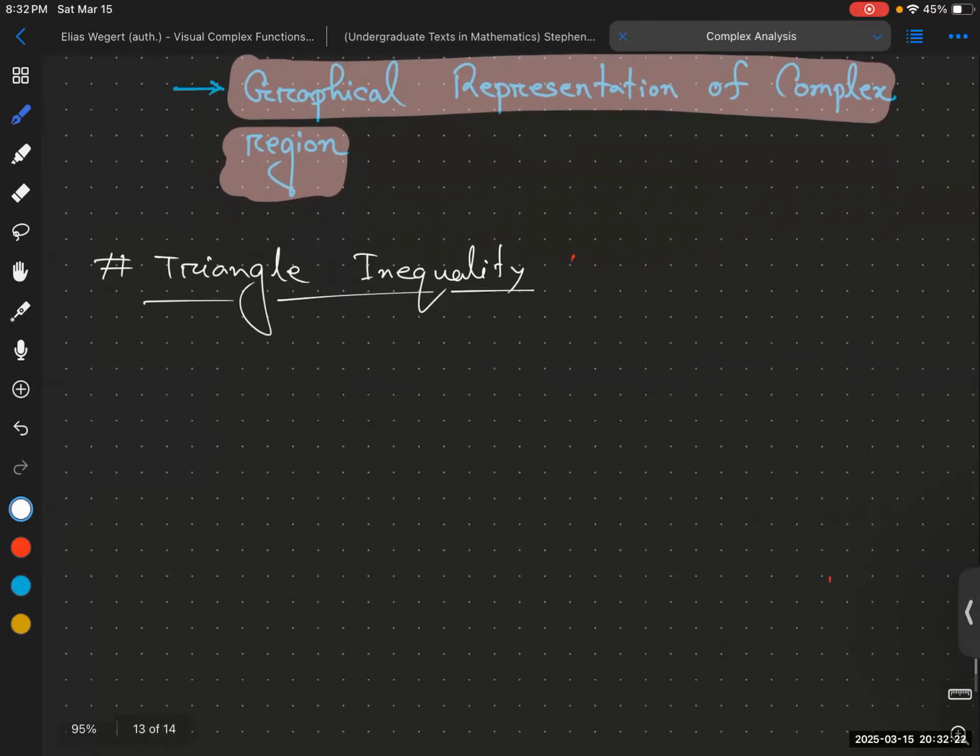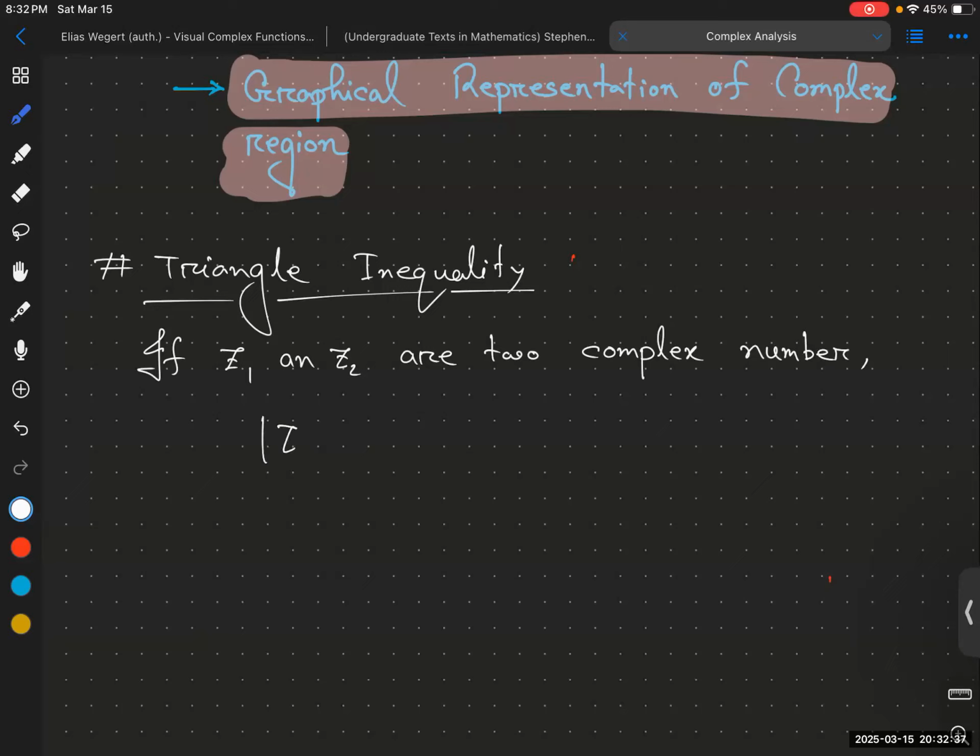Obviously, if Z1 and Z2 are two complex numbers, then the modulus of Z1 plus Z2 is less than or equal to the modulus of Z1 plus the modulus of Z2. So this is the basic form of the triangle inequality for complex numbers. We need to prove this inequality.